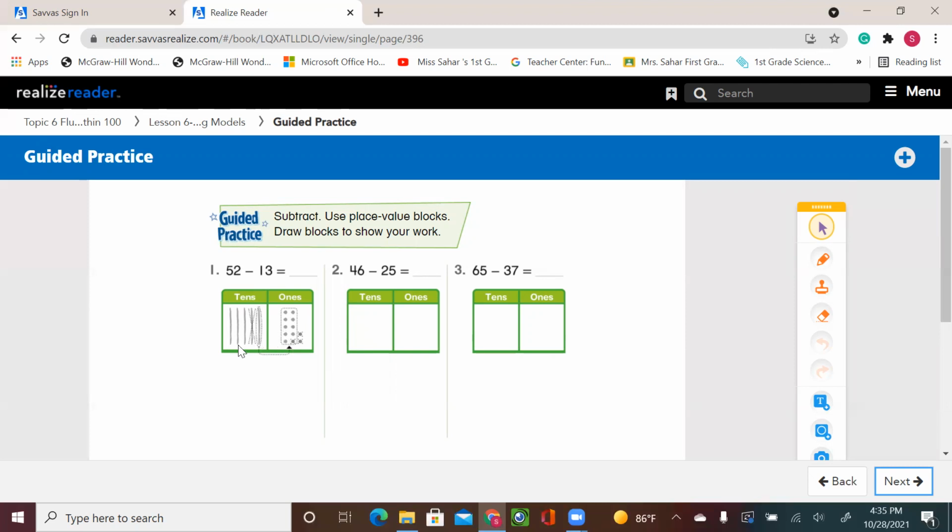So I'm regrouping. Now I have 12. Here's the 10 that I broke into single ones. Then I have my 2 ones. So now 12 take away 3. Very good, equals 9. And since I took that 10 away from the 5, how many are left? Very good, 3. 1, 2, 3.